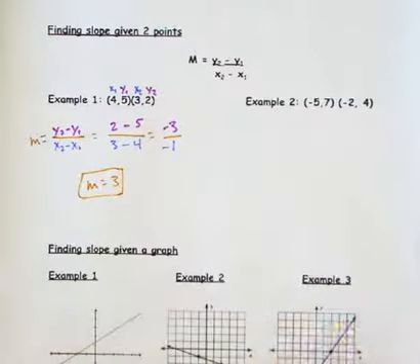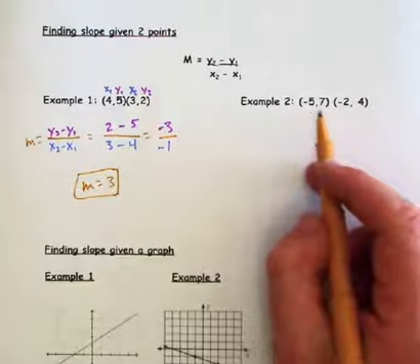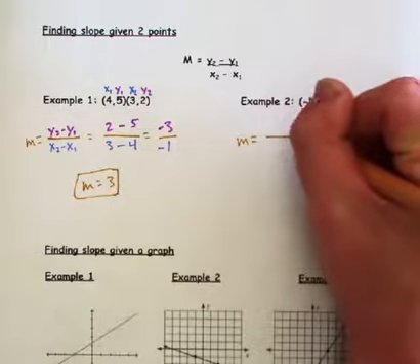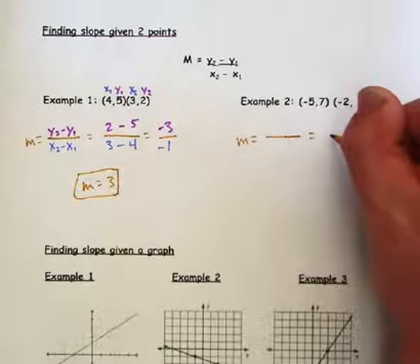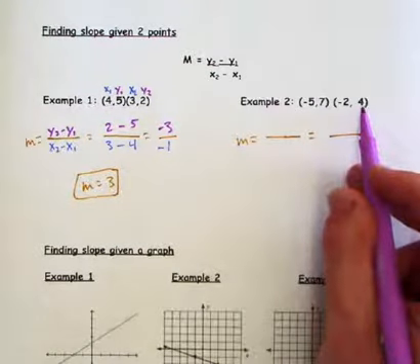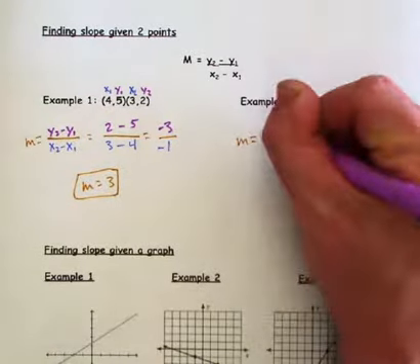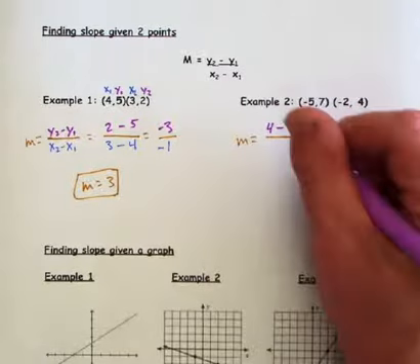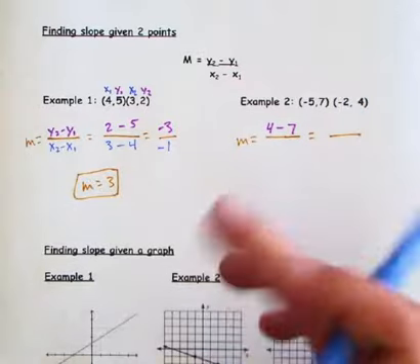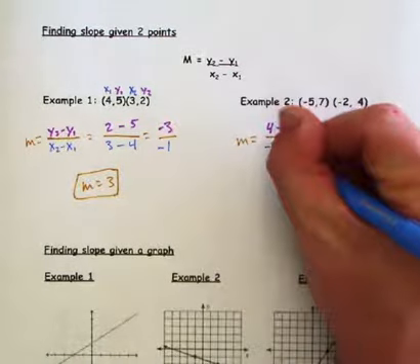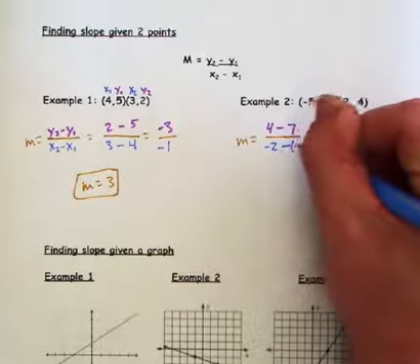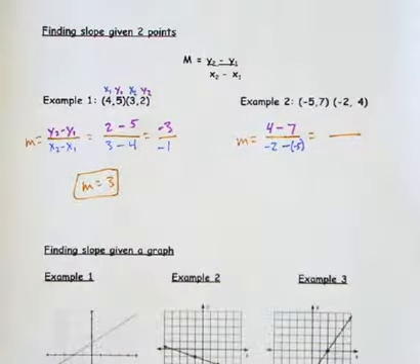Okay. Let's do the same thing over here. Example 2, negative 5, 7, negative 2, 4. M equals, I'm going to draw these out just to make my life a little bit easier. Now I'm not going to write out y2 and y1. We know that. y2 is 4 minus y1, which is 7. x2 is negative 2 minus x1 is negative 5. Now it's going to be minus negative 5. Does everybody see that? Okay.